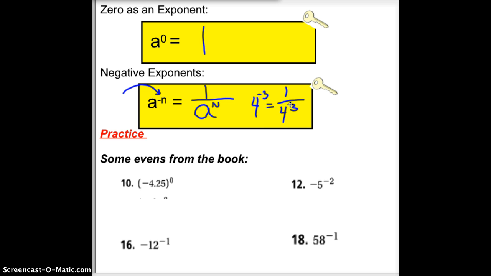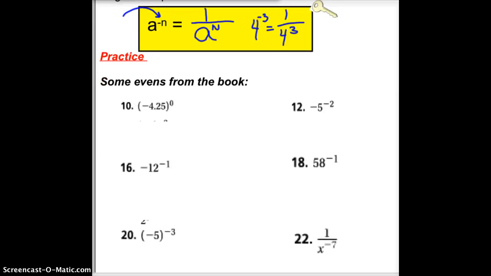All right, so let's take a look at some evens from the book, because you will be doing the odds. Anything to the 0 power is 1. So this is 1. I could put a ton of stuff in the parentheses, and if I raise it to the 0 power, my answer is 1, as long as everything's in the parentheses like that. However, I caution you, had it been written like this, then the answer is -1, because that negative is out front. It means -1 times. And so you've got to be really, really careful with where that negative is.